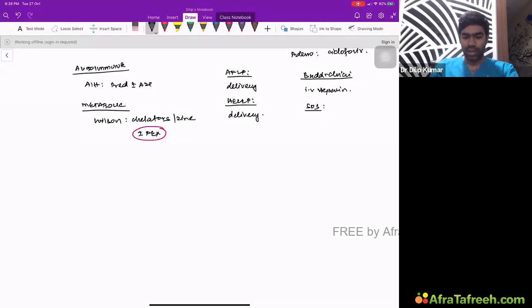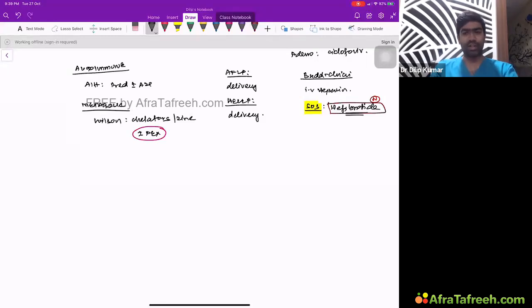That's the most important. Then there is something called SOS, sinusoidal obstruction syndrome. It happens post-transplant, especially after a bone marrow transplant. It can happen as one of the important complications of hematopoietic stem cell transplant. So here, one important drug is supposed to be beneficial. That's called defibrotide. This is supposed to be beneficial, but this could be a question for your exams as well.